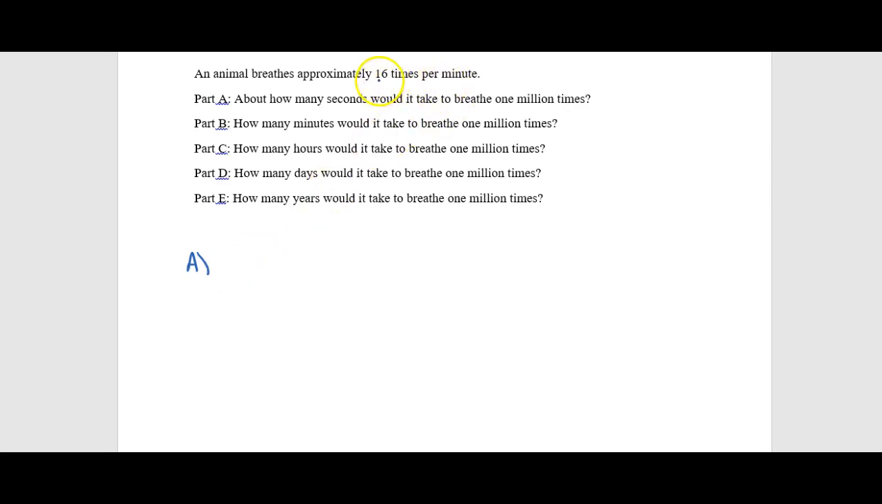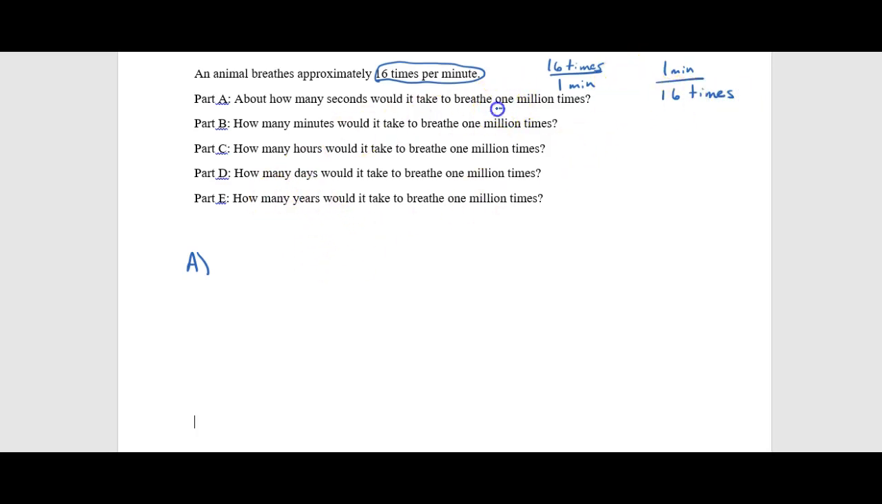Well, I can show you a couple that will model how they should go. One of the things that we need to keep in mind is this piece of information here, that it breathes 16 times per minute. So one way that we can write it is like that, 16 times per minute, or 1 minute equals 16 times that it breathes. So we have a couple of ways that we can write that ratio.